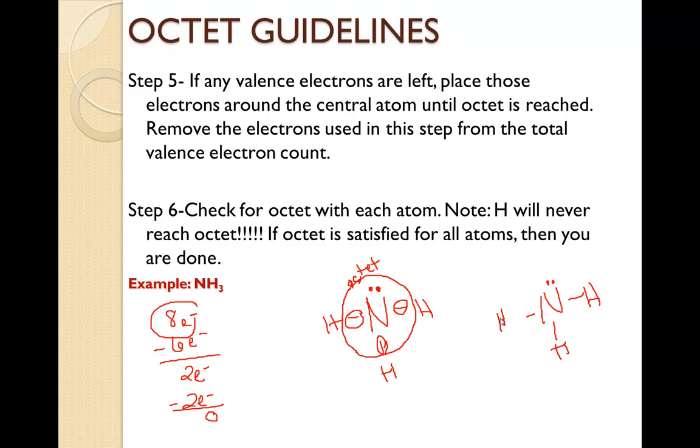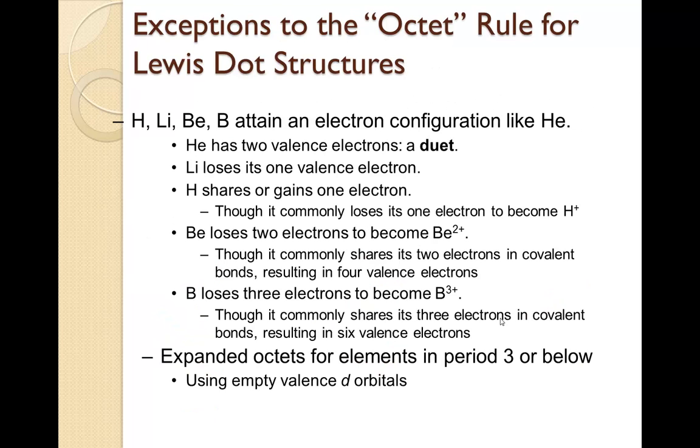There are a few exceptions to the octet rule. Specifically, hydrogen, lithium, beryllium, and boron attain an electron configuration like helium, which only has 2 electrons, which is a duet, not an octet. Lithium loses 1 valence electron. Hydrogen shares or gains 1 electron, though it commonly loses 1 electron to become H+ and have nothing. Beryllium loses 2 electrons to become beryllium 2+, though it commonly shares 2 electrons in covalent bonds, resulting in 4 valence electrons. And then finally, boron loses 3 electrons to become B3+, though it commonly shares 3 electrons in covalent bonds, resulting in 6 valence electrons.